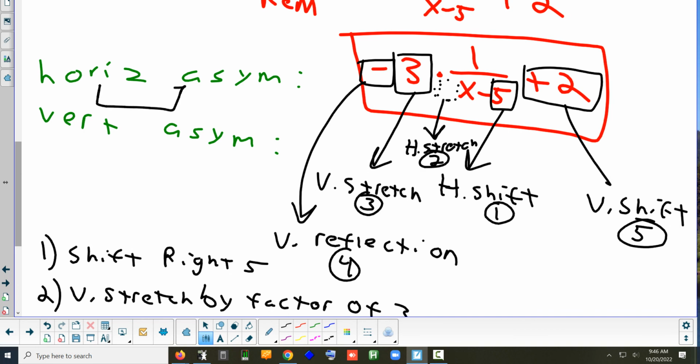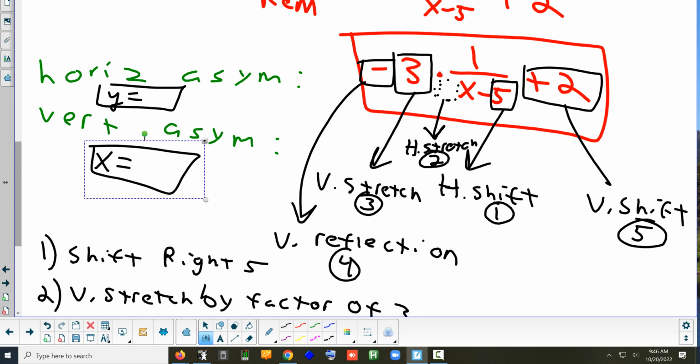Okay. Horizontal asymptote always starts out with one letter. Y. Right. Vertical starts out with one letter. X. Okay. So at least we get that. What number would make the denominator 0? Go. There's your vertical.